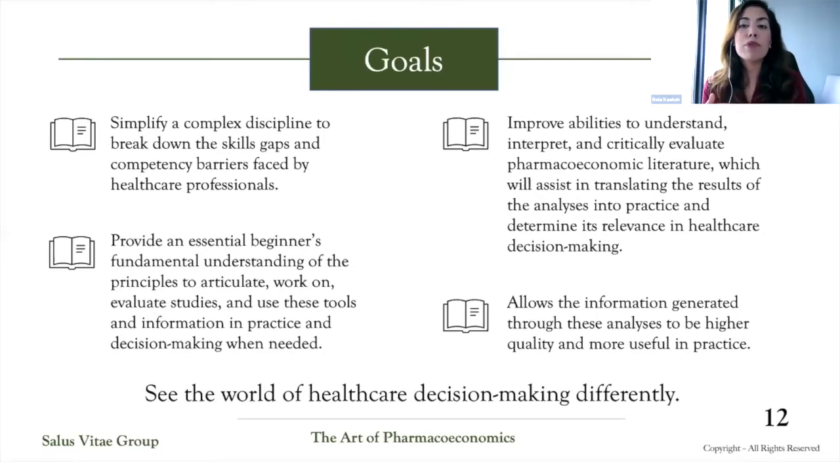Also, the goal is to improve our abilities to really understand, interpret, and critically evaluate pharmacoeconomic literature, which will hopefully assist in translating these results into practice and really determine its relevance. Like I mentioned before, the number of pharmacoeconomic analyses has really increased. So the hope is that this will allow the information generated through these analyses to be of higher quality, to be more useful, and to be more integrated when appropriate.